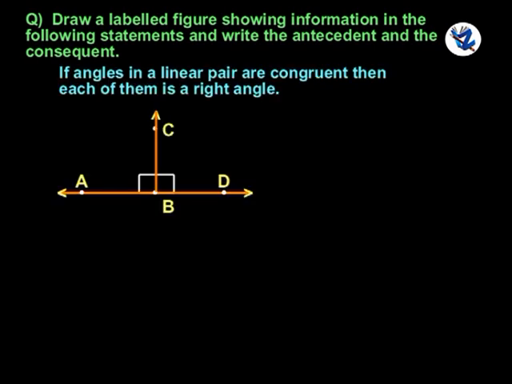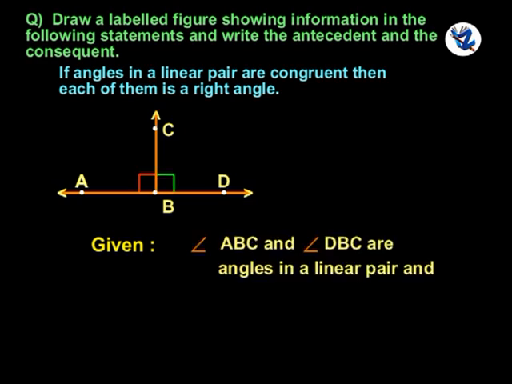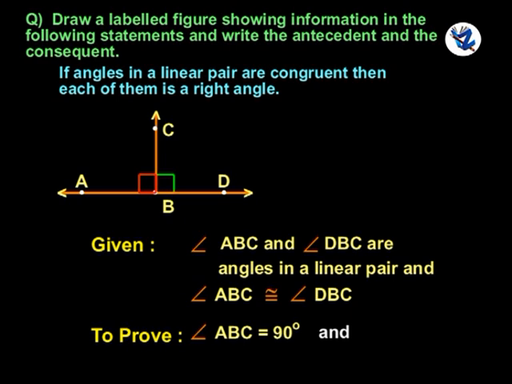Next, draw a labeled figure showing the information in the following statement and write the antecedent and the consequent. If angles in a linear pair are congruent, then each of them is a right angle. Given: angle ABC and angle DBC are angles in a linear pair and angle ABC is congruent to angle DBC. To prove: angle ABC is equal to 90 degrees and angle DBC is equal to 90 degrees.